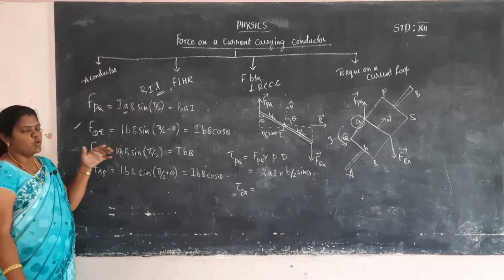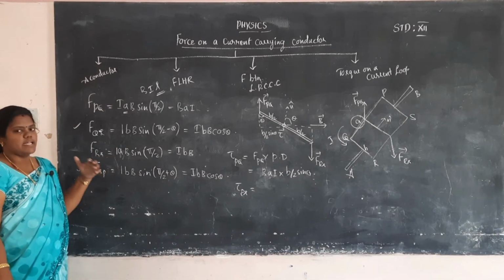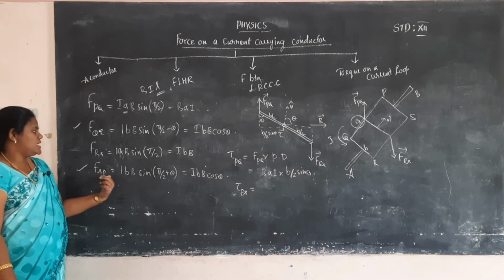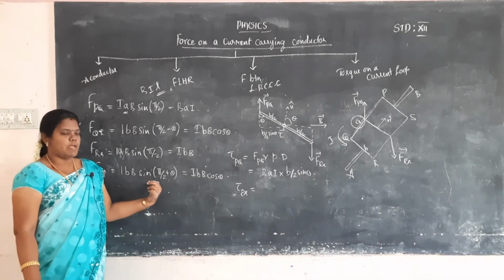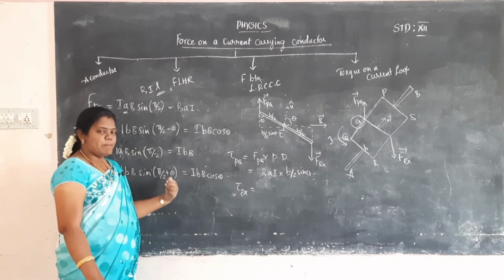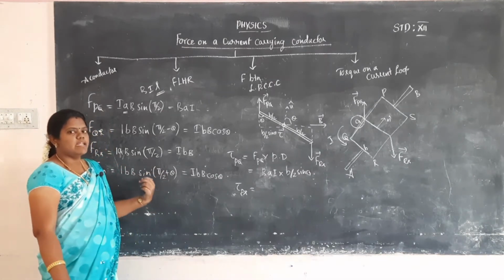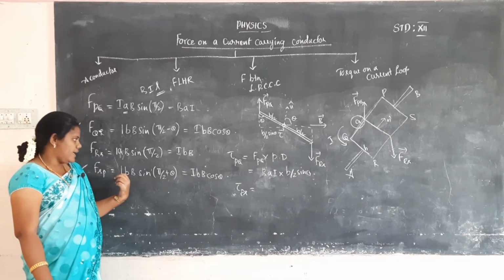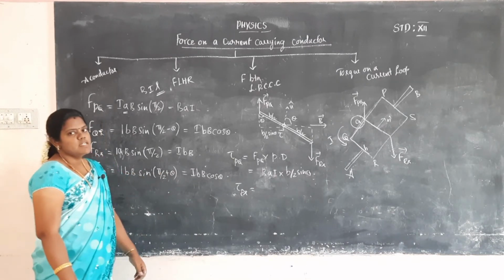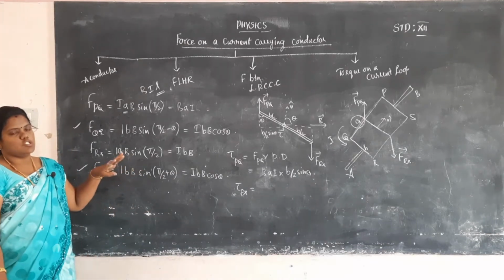FSP means the fourth arm, the force acting on the SP arm. FSP is equal to BIb sin(90 plus theta), that is pi by 2 plus theta. Sin(90 plus theta) is also cos theta. So BIb cos theta. Clear? This is how the force on the four arms is calculated.